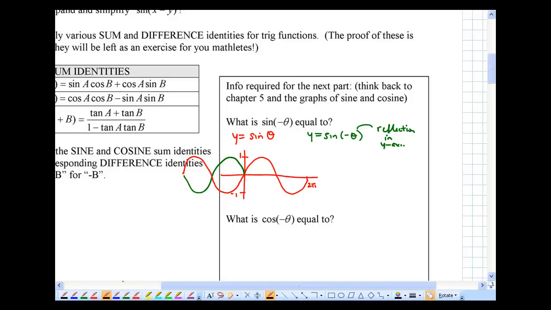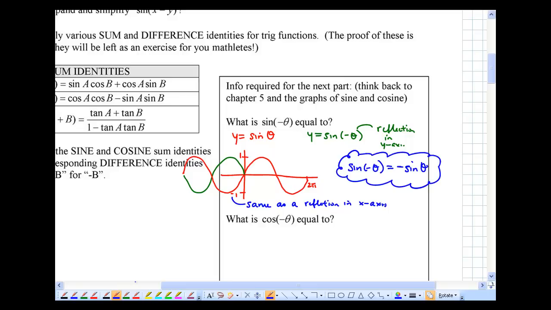So ultimately what I want you to understand here is that sine of negative theta is the same thing as negative sine theta, because we just said that this is the same as a reflection in the x-axis. We're going to use that in a second, in example number 1. So put a cloud around it. It's important.